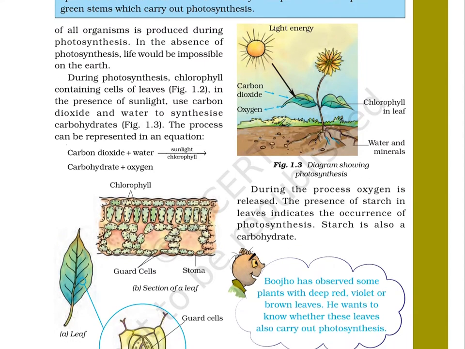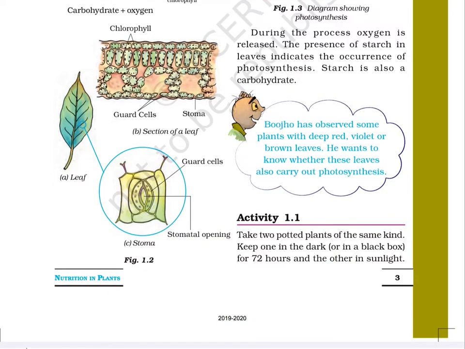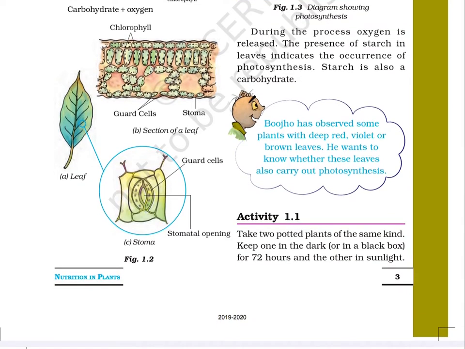The presence of starch in leaves indicates the occurrence of photosynthesis. Starch is also a carbohydrate. There's a thought bubble given here. A picture of Bojo is next to it. Bojo has observed some plants with deep red, violet, or brown leaves. He wants to know whether these leaves also carry out photosynthesis.